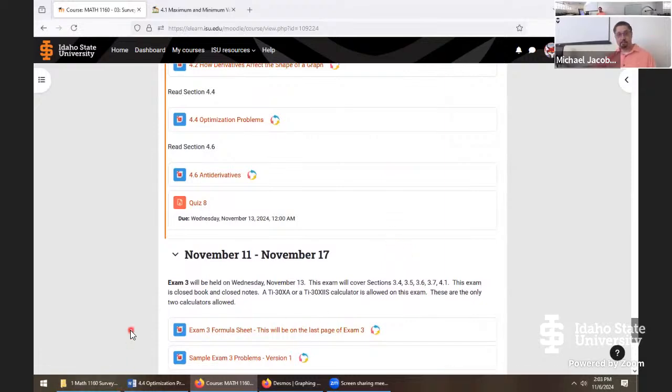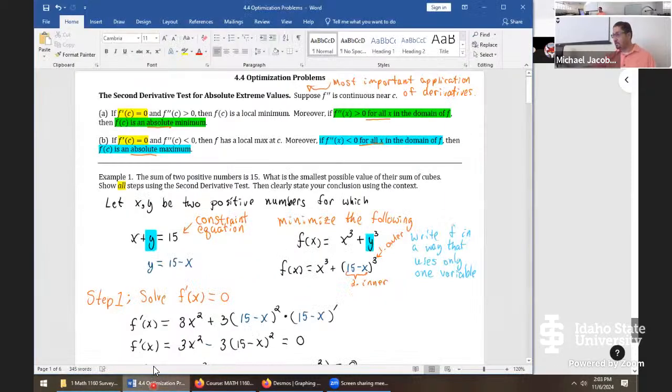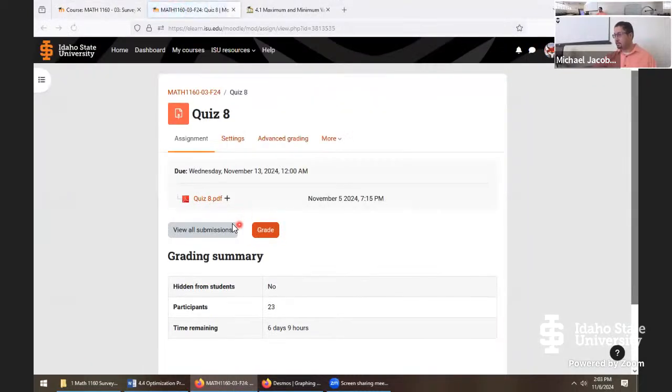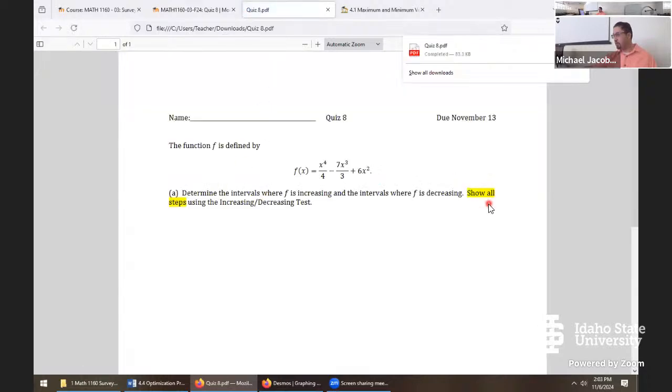So here's where we left off, section 4.4. Well, we finished this problem. We didn't leave off on it. But I wanted to talk about this problem a little bit more because one of the things you'll see in the notes is show all steps using the second derivative test. You'll see that as well on the new quiz number 8, this one here. It mentions show all steps using the increasing decreasing test.